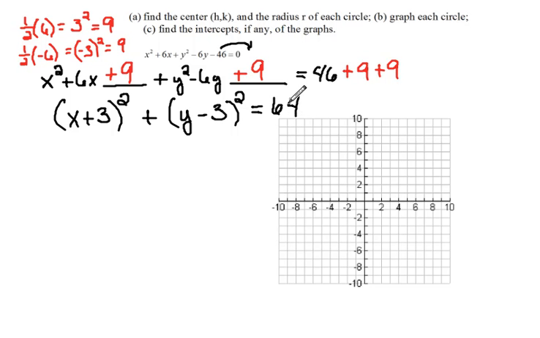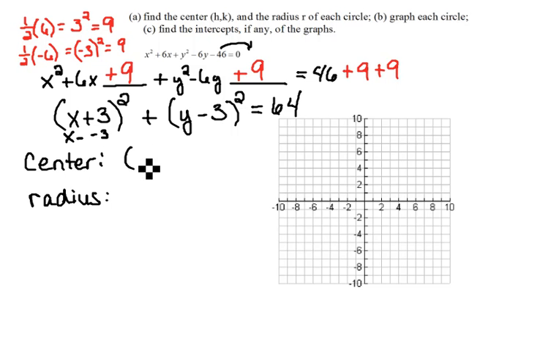Now this is our standard form of the equation, and from that we can now figure out what our center is and what the radius is. Remember, your center is that h and k value. So x minus h means that h has to be a -3, and y minus k means that k has to be a 3. Have you noticed that these are always the opposite signs? That's very interesting, isn't it?